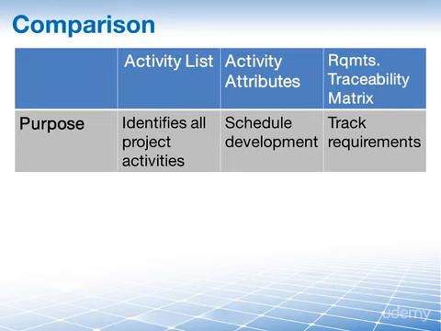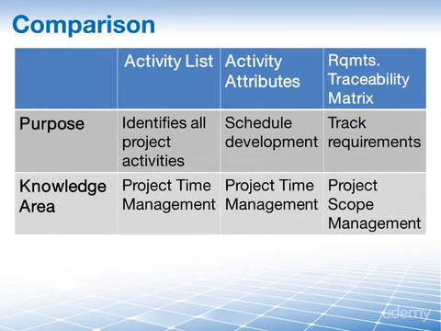Then let's take a look at the knowledge area where we would use these documents. Both of our activity documents, the activity list and the activity attributes, are part of project time management. After all, we want to do something with activities, and an activity has a duration. Therefore, we are in time, and it's no surprise if you know that the requirements traceability matrix allows you to track your scope. Well, we are in project scope management here.